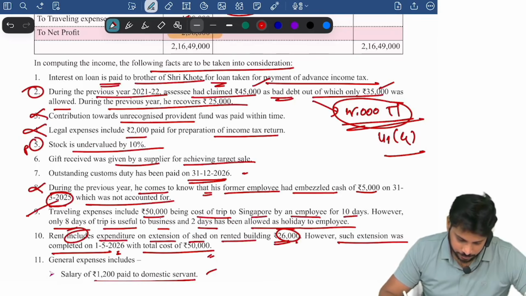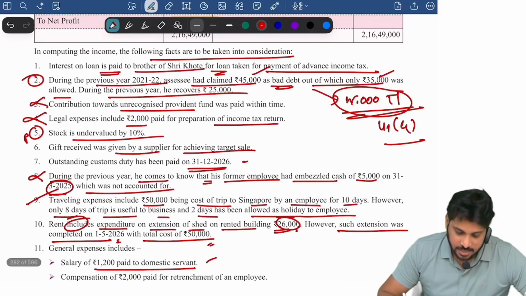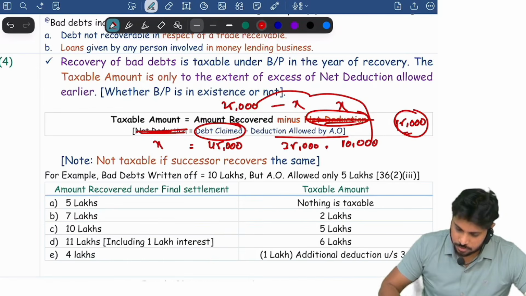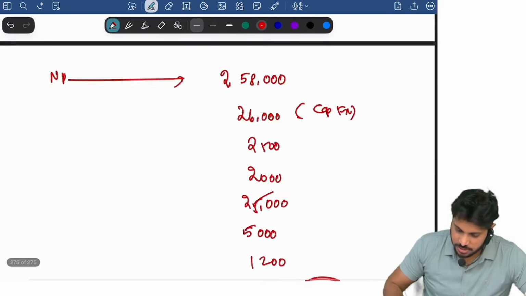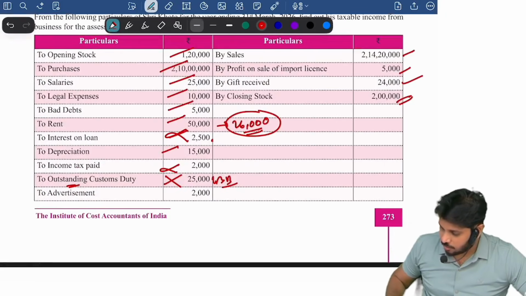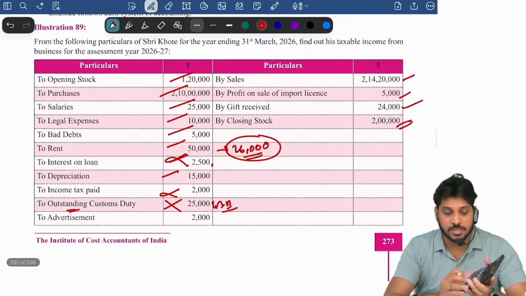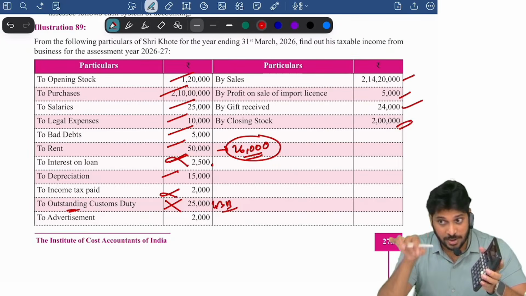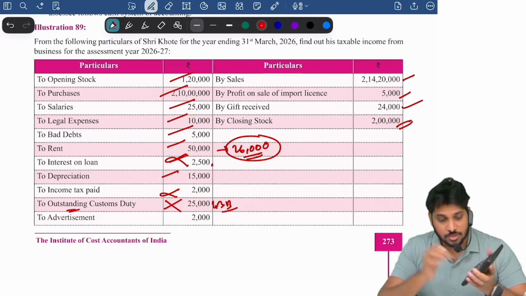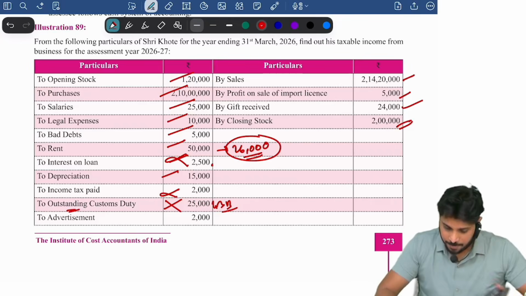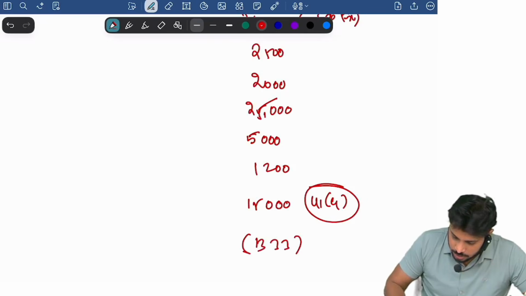Then stock is undervalued by 10%. What is it? Stock is undervalued by 10%. Opening stock I will reduce. How much is the opening stock undervaluation? Opening stock, how much? 1,20,000. This is equal to 90%. Am I right? So it is undervalued by 10, means it is equal to 90 only. So 1,20,000 divided by 90% minus 1,20,000. So I have to reduce 13,333. Am I right? 13,333 I should reduce.